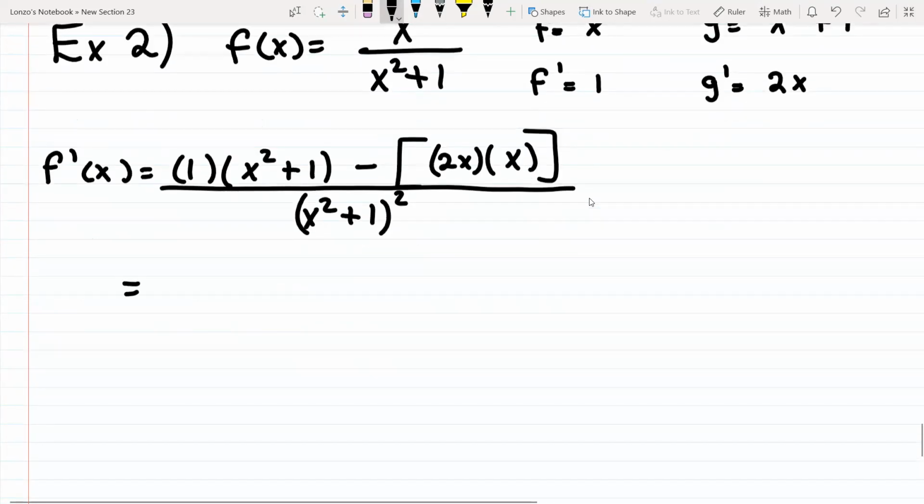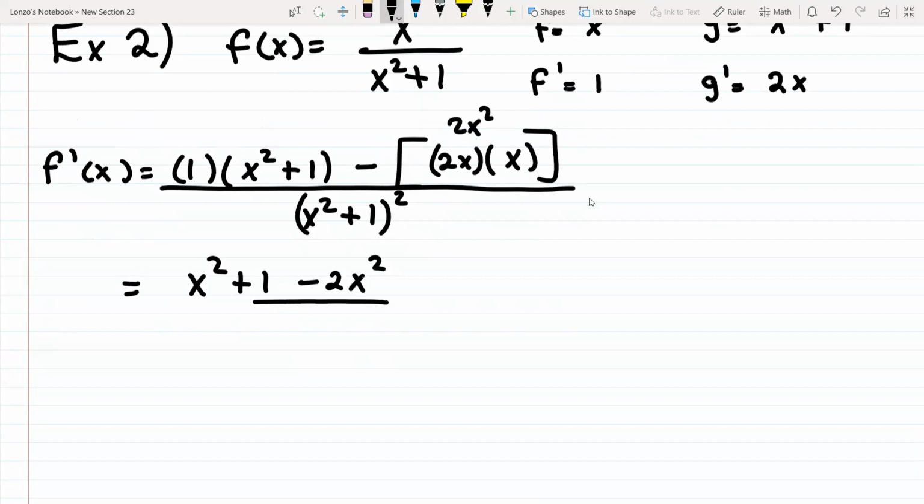So when we clean this up, this would be x squared plus 1. And then 2x times x, that's 2x squared. And then distribute that minus, that's minus 2x squared, all over (x squared plus 1) squared. And when you clean that up, 1x squared minus 2x squared is negative 1x squared plus 1.